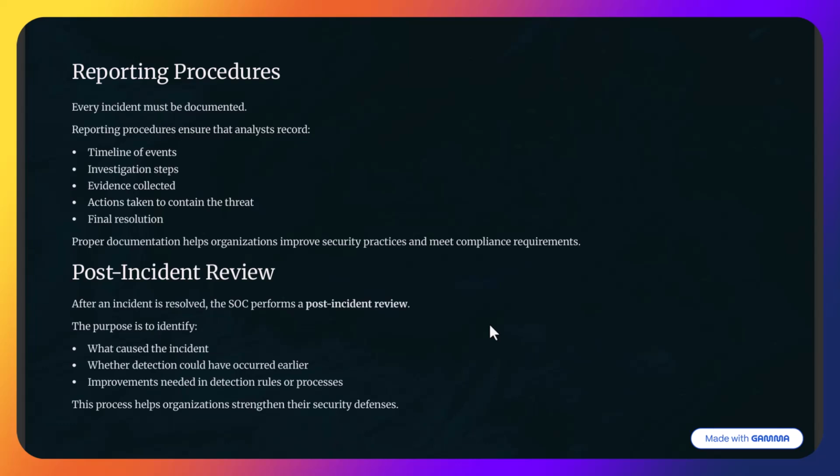Post incident review. After an incident is resolved, the SOC performs a post incident review. The purpose is to identify what caused the incident, whether detection could have occurred earlier, improvement needed in detection rules or processes. This process helps organizations strengthen their security defense.